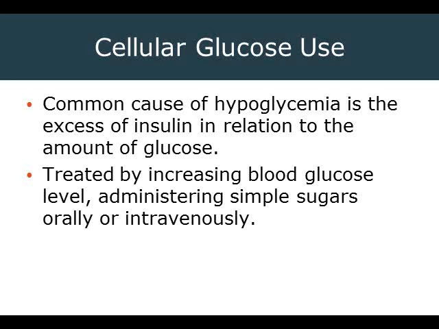The common cause of hypoglycemia is an excessive amount of insulin in relation to the amount of glucose. So we typically will treat by increasing blood glucose levels, administering simple sugars, either orally or intravenously. Now we commonly think of it as a sugar problem because the people we deal with most with diabetic problems in EMS are those who are hypoglycemic. They have low blood sugars. Well, why do they have low blood sugars? It's not because they didn't eat enough, really. It is in a roundabout way, but in fact the biggest issue is that they had too much insulin on hand at the time.